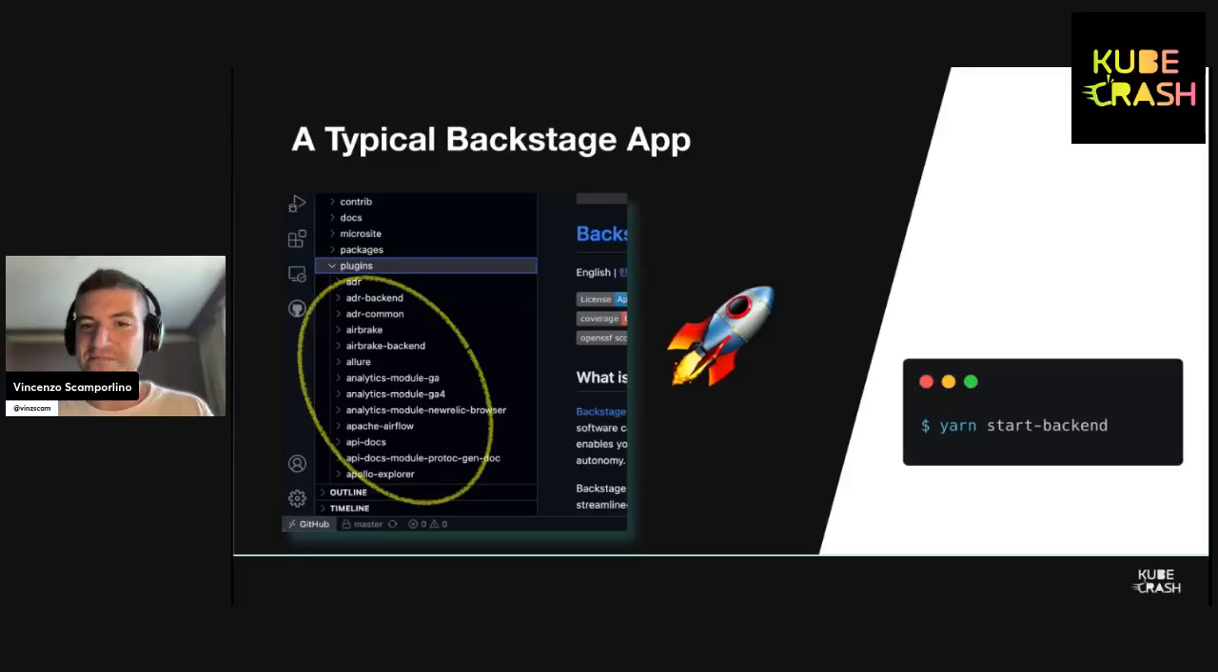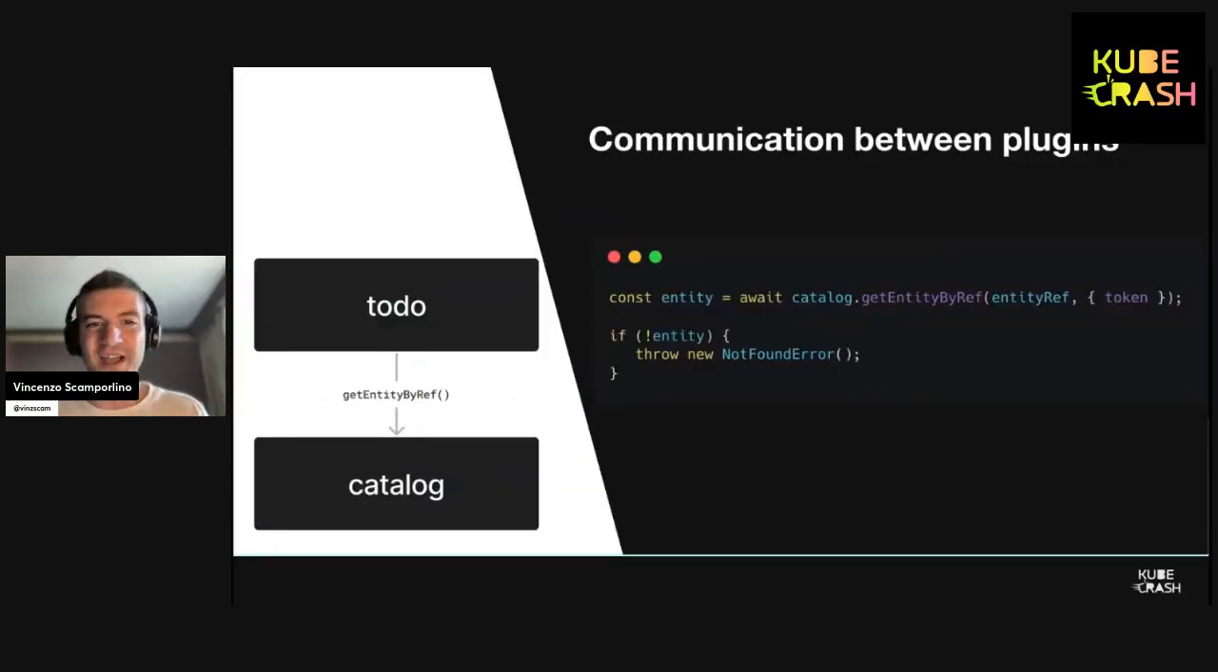I remember 3 years ago, I was working on one of our commercial plugins that we built at Spotify. And at a certain point, I had to retrieve some data from another plugin. For simplicity, let's imagine that I was building a to-do plugin, the classical to-do app. At a certain point, I wanted to extend the functionality of the to-do app by visualizing some information about the author of each to-do, assuming that those authors were ingested into catalog as user entities. So basically, I had to retrieve some data from the catalog plugin.